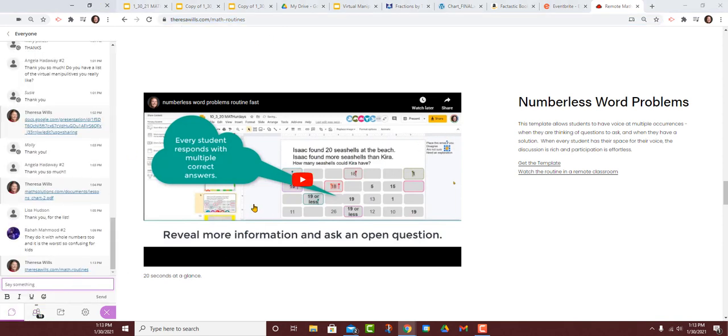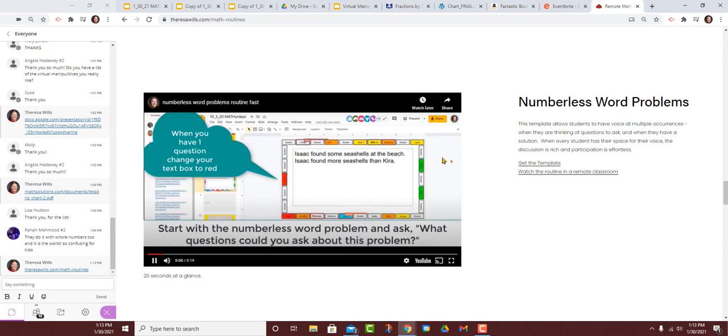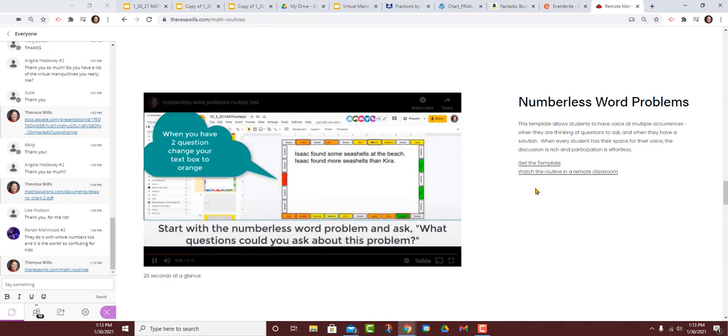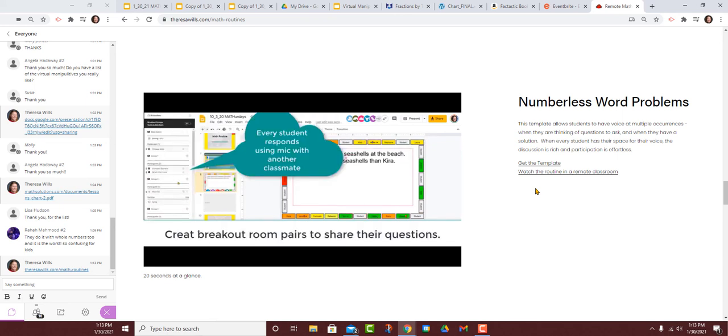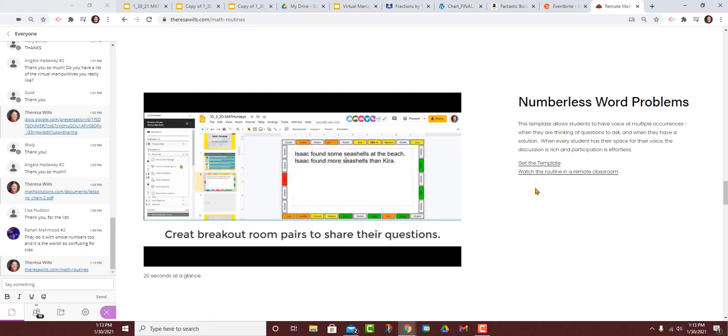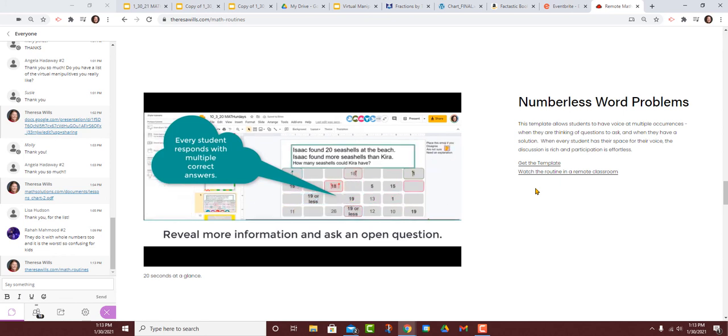And the numberless word problems, this is just a quick at a glance. It's going to go super fast, but you'll be able to watch it again. It starts off with students being able to say, like, I can answer this problem in more than one way. I can think of another question. I then put them into pair shares where they're starting to think about it.